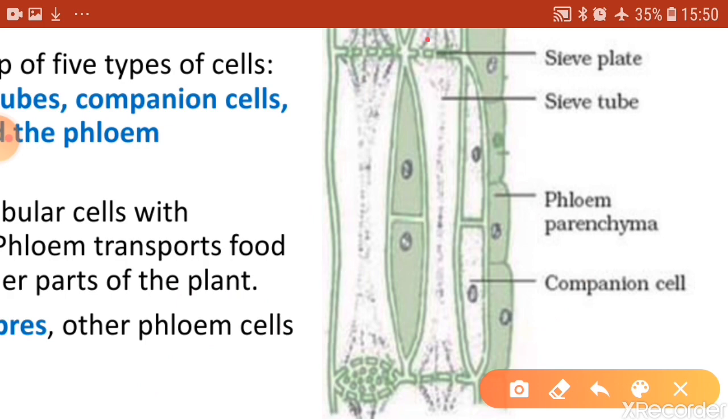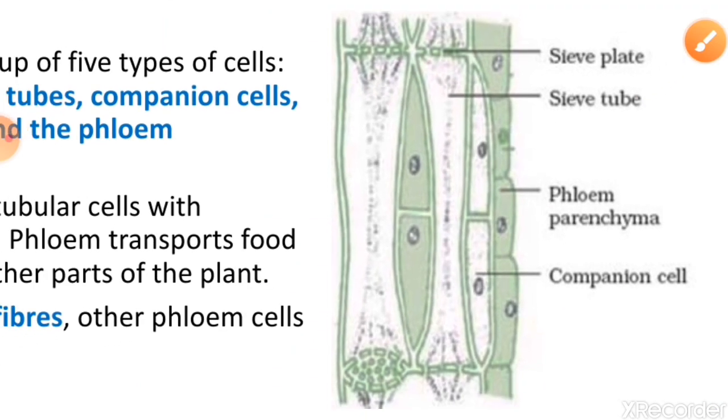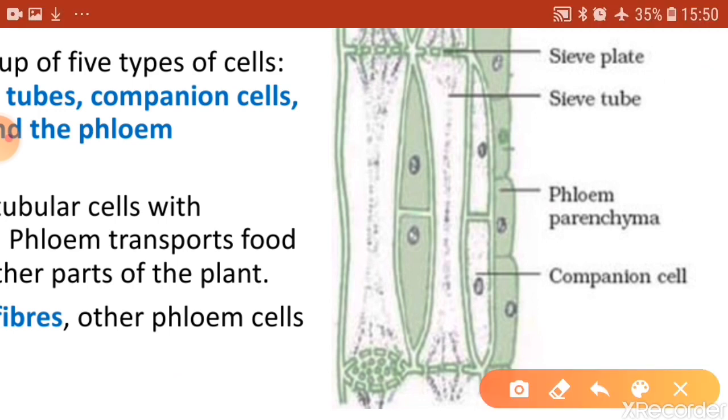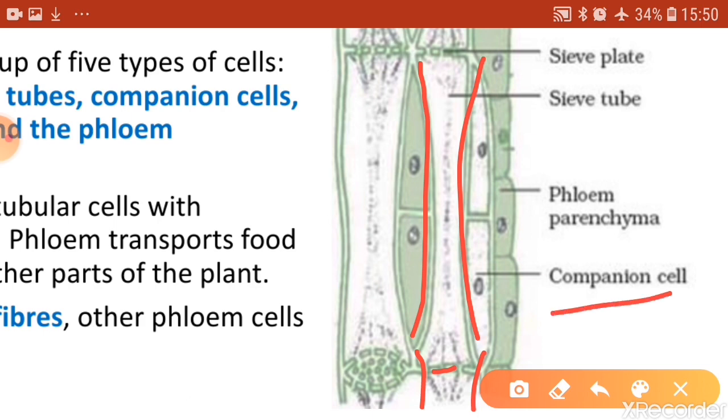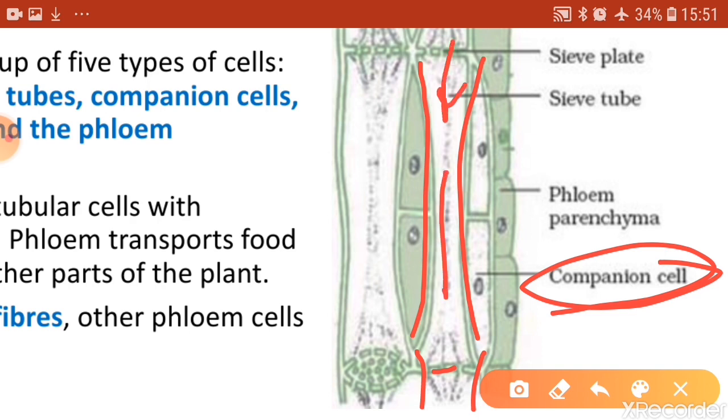Like the vessels, the sieve tubes are also tubular and they are all connected. So this is one sieve tube cell, and you will have many, one above the other, all arranged. They form long channels, and with the help of the companion cells present adjacent to them, food is translocated through the sieve tubes to different parts of the plant.